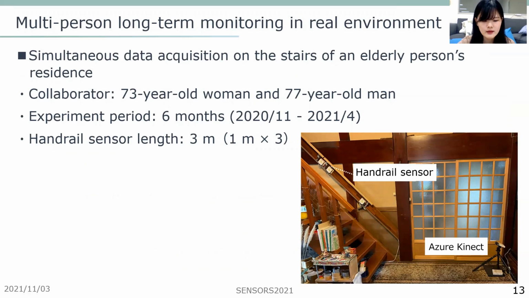Next, to verify the multi-person data discrimination function and conduct long-term data analysis, we installed a Handrail sensor on the stairs of the house where a 73-year-old woman and a 77-year-old man live. In addition, we installed an Azure Kinect to simultaneously acquire data to confirm the subjects were ascending or descending the stairs. The data were recorded for 6 months.